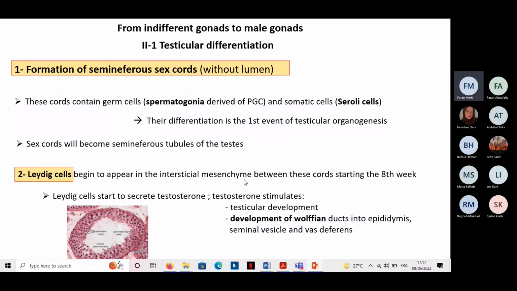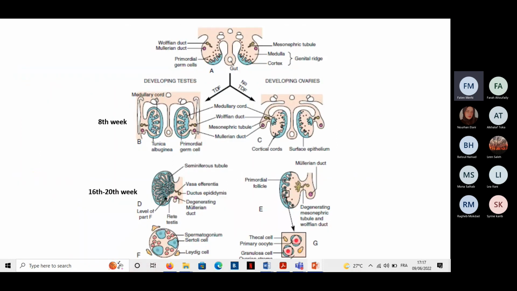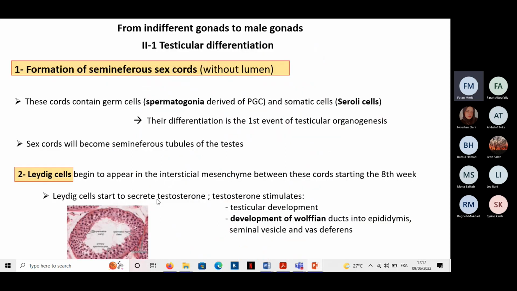And they are situated between those cords. We will find them between those cords. Okay. And the Leydig cells are important because they are the cells that secrete testosterone in the testis. Okay, they are the cells at the origin of the testosterone.